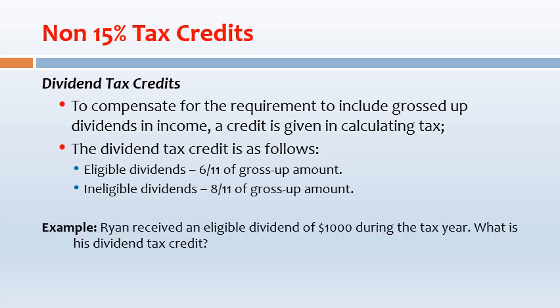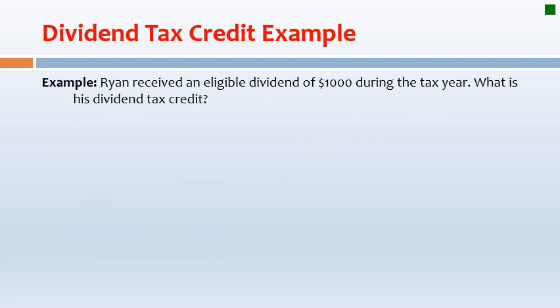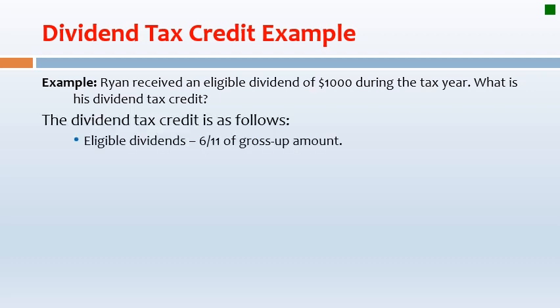So we'll take a look at an example, which I'll calculate on the next slide, in which I receive an eligible dividend of $1,000 during the tax year. We have to figure out what the dividend tax credit is going to be for that inclusion. So here's the example I'm going to use. Ryan receives an eligible dividend of $1,000 during the tax year. What's the dividend tax credit for him? Well, remember, the dividend tax credit is, for eligible dividends, 6/11 of the gross up amount.